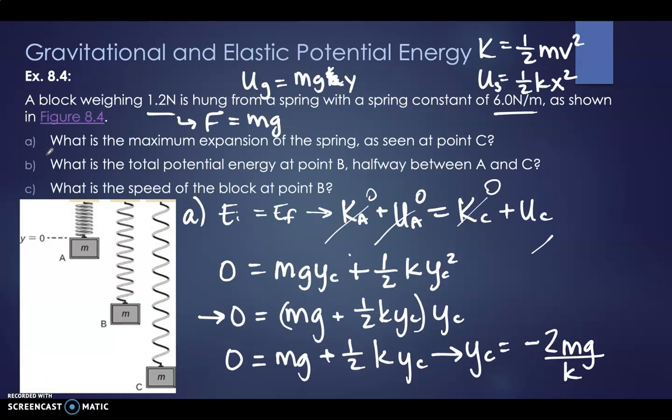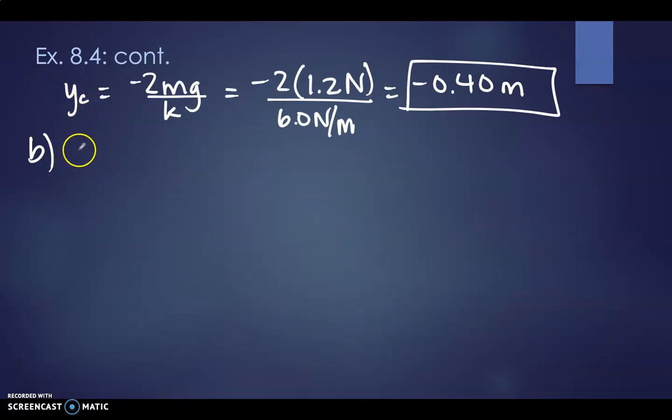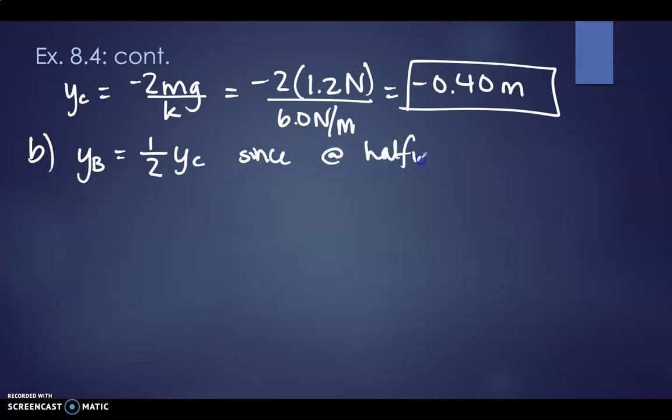All right. So part B states, what is the potential energy at point B, halfway between A and C? Okay, so at our halfway point, our distance, not y sub c, but y sub b, is going to be half of y sub c. So y sub b is going to be 1/2 y sub c, since it's at the halfway point.